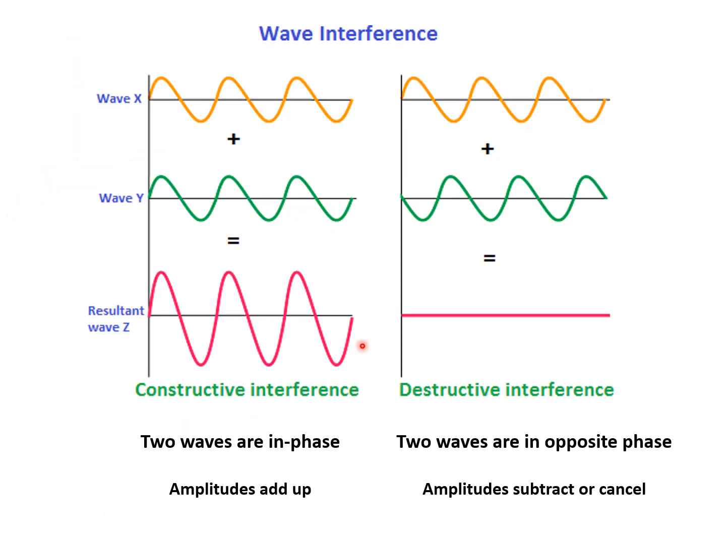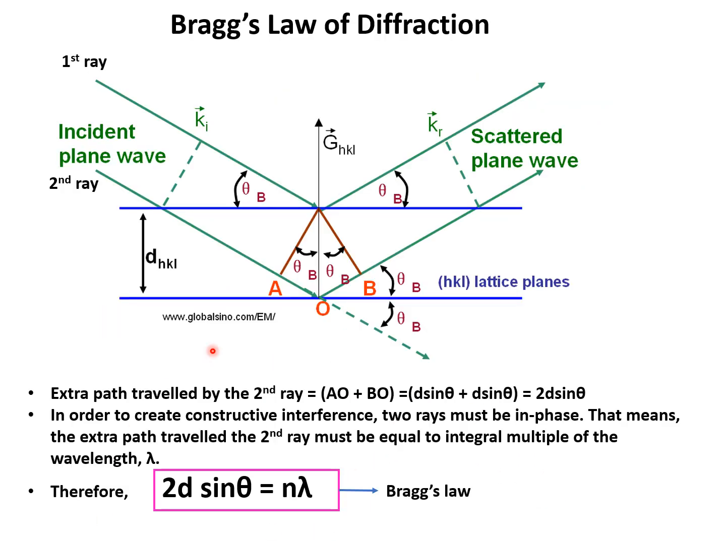Then let us see about the wave interferences. You have two types of interference. One is constructive, the other one is destructive. If I say constructive, what does that mean? Two waves are in phase, whereas destructive, two waves are in opposite phase. Same phase, then it is constructive. Opposite means it is destructive. We know this. Let us move on to the Bragg's law of diffraction.